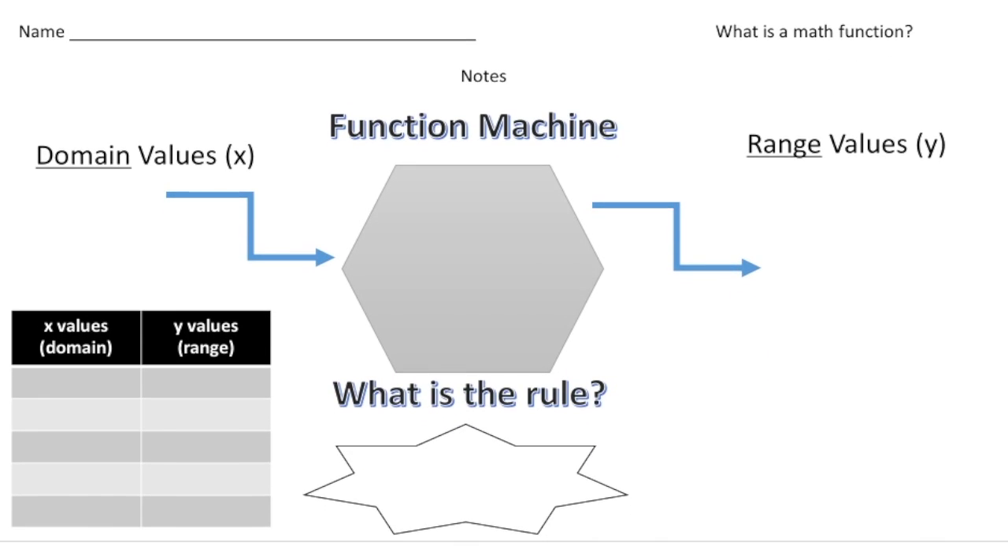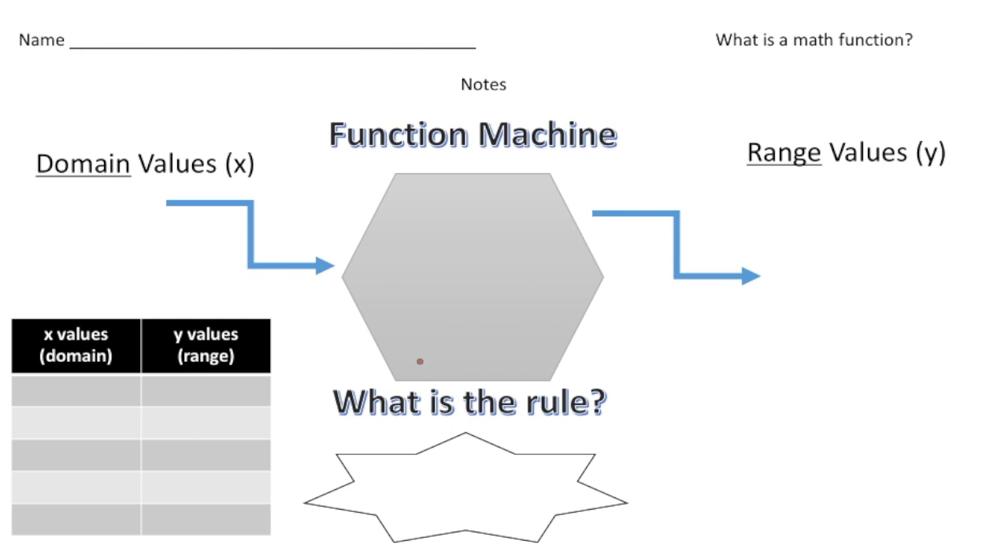Let's look at this one. Again, now we have our domain values and our range values. Let's say our first domain value is -2, but this time I'm going to write it down in our little table. When x is -2, the -2 goes in the machine, it changes, and now it ends up being a 1. So our y value is 1.